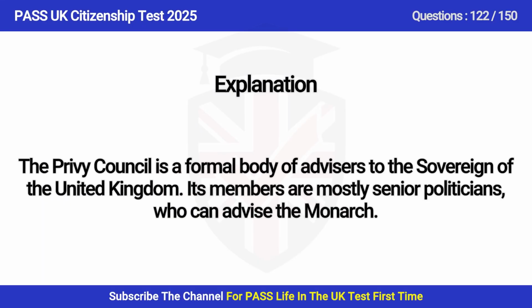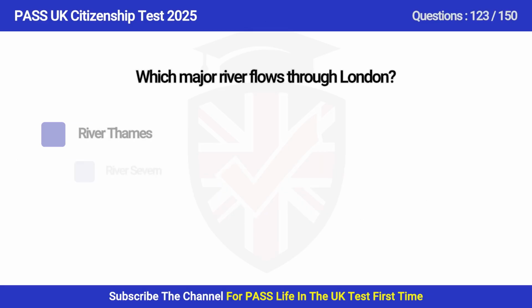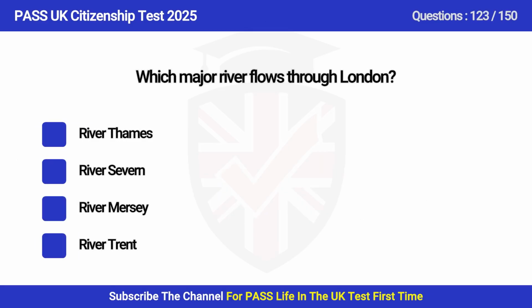The Privy Council is a formal body of advisers to the Sovereign of the United Kingdom. Its members are mostly senior politicians who can advise the monarch. Question 123. Which major river flows through London? A. River Thames. B. River Severn. C. River Mersey. D. River Trent.